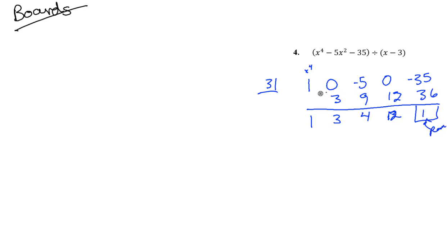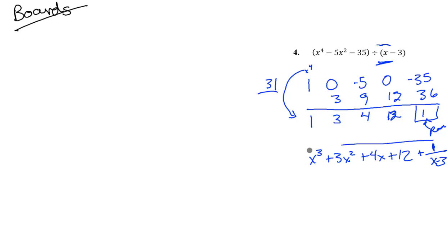Did not come out even. This was x to the 4th, and we dropped it down a power, dividing it by x's all the time. So that is x cubed now. So the answer is x cubed plus 3x squared plus 4x plus 12, remainder positive 1. Now remember, the remainder goes over what you were dividing by, the x minus 3. And that should have been the exact same answer we got the time before. Good!